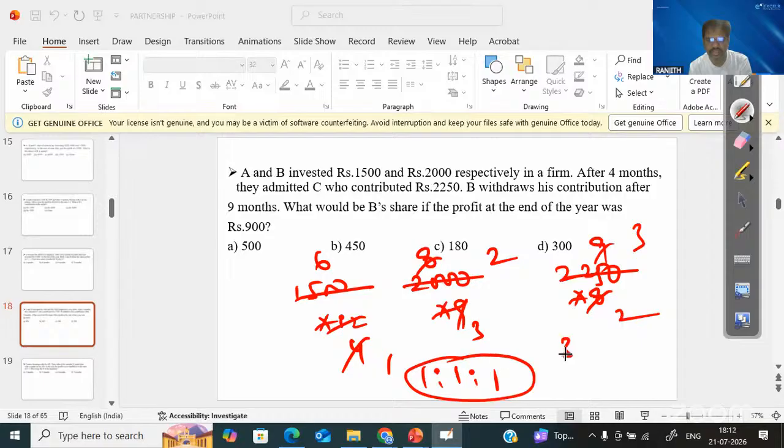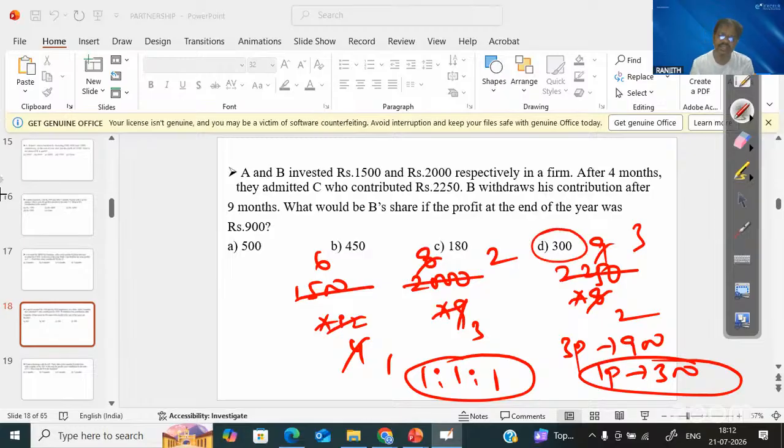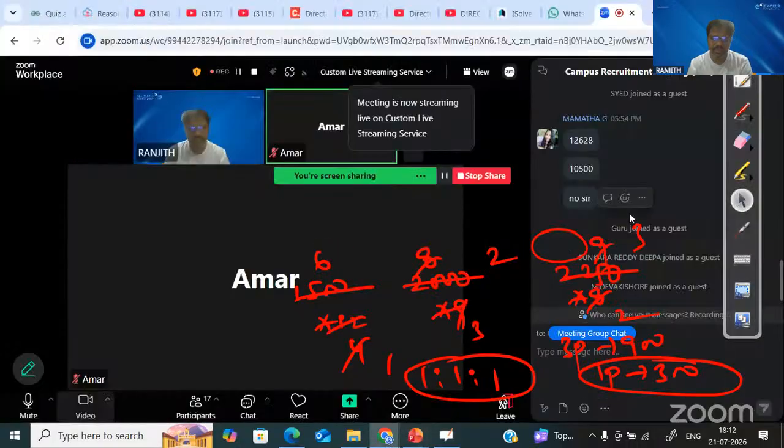So total 3 parts. 3 parts equal to 900, 1 part equal to 300. So B will be equal to 300, each and everyone is getting 300 rupees. So the answer is 300.